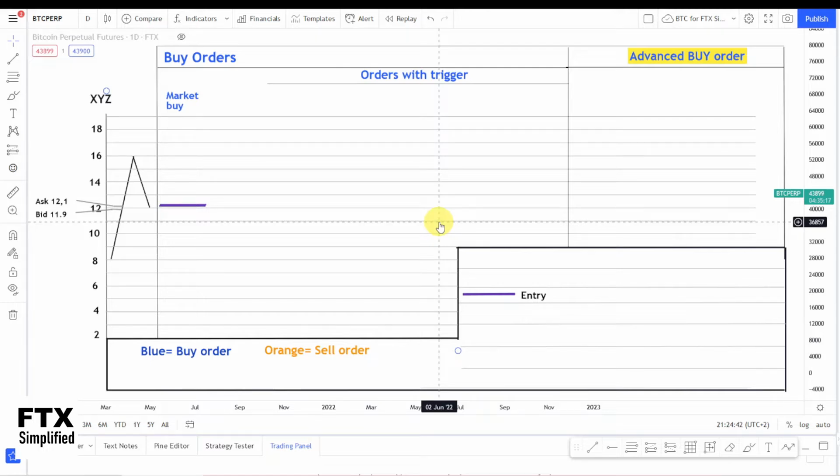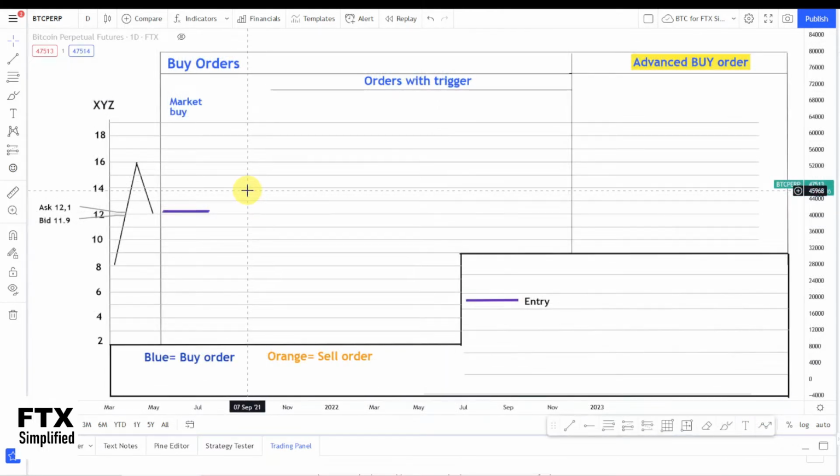To explain the order types, I created a theoretical crypto XYZ, which has a certain price action. Latest price is $12, ask price is 12.1, and that's the price for which people want to sell. And the bid price is 11.9, and that's the price for which people want to buy. And if you want to know more about the ask and the bid price and how the order book works, there's a link in the description.